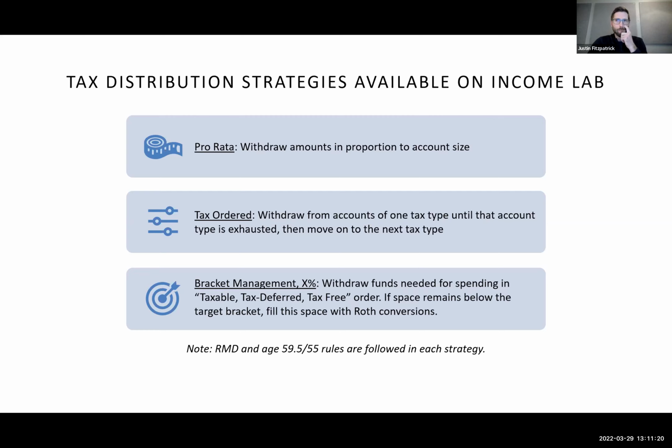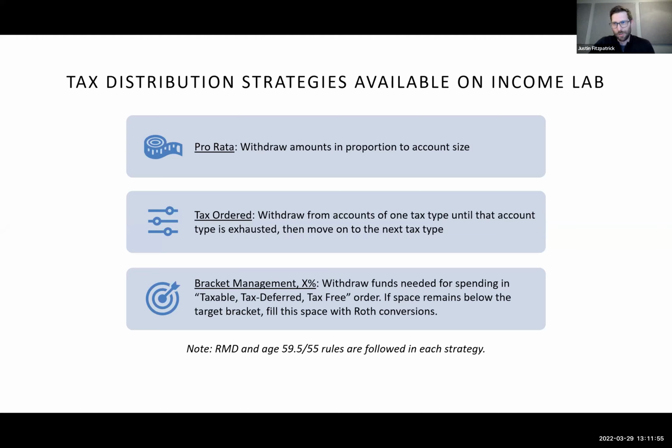Next, we have tax ordering. So this involves withdrawing from accounts of one tax type, say taxable accounts, until that account type is exhausted. So until all your taxable accounts are exhausted, then moving on to the next one, let's say tax deferred. So now it's our IRAs, 401ks, and so on. Note that in all of these cases, we're always including RMDs, 59.5 rules and so on, behind the scenes, right? So that those can have an effect here that would change exactly how much money is coming out of which sorts of accounts.